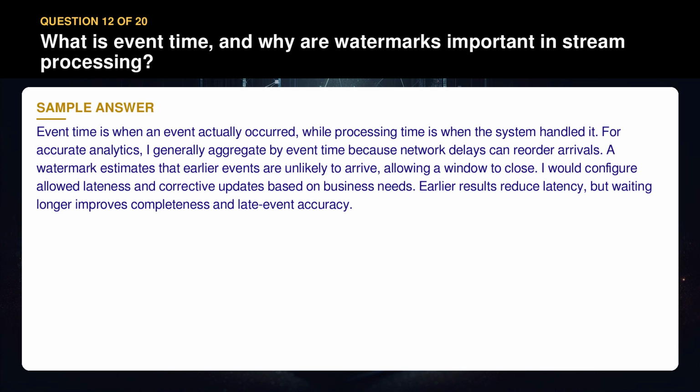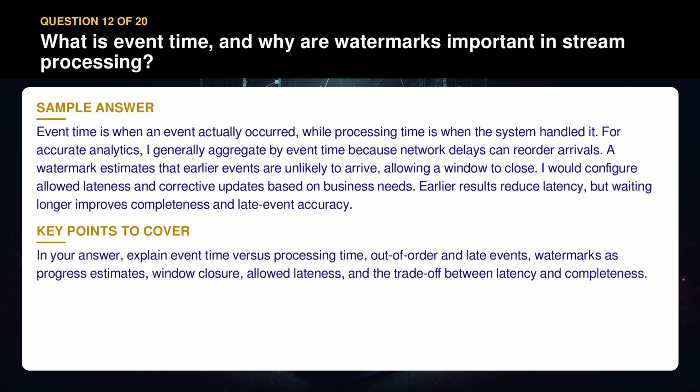I would configure allowed lateness and corrective updates based on business needs. Earlier results reduce latency, but waiting longer improves completeness and late event accuracy. In your answer, explain event time versus processing time, out of order and late events, watermarks as progress estimates, window closure, allowed lateness, and the trade-off between latency and completeness.